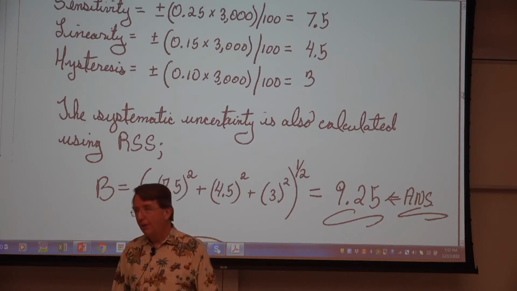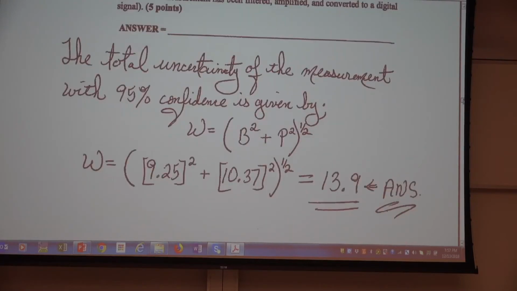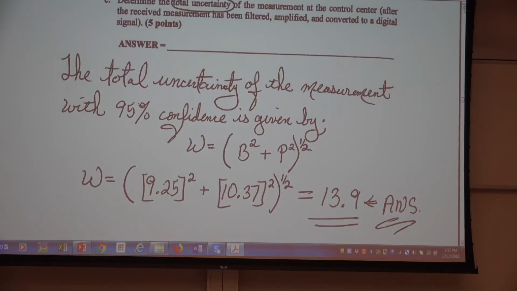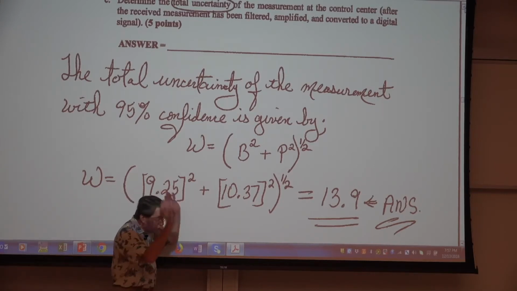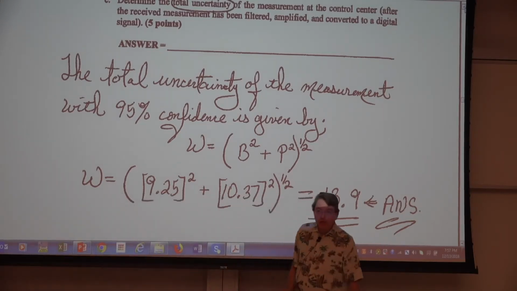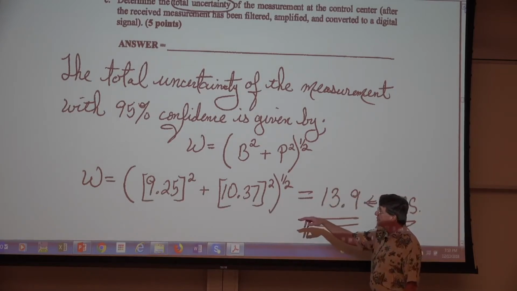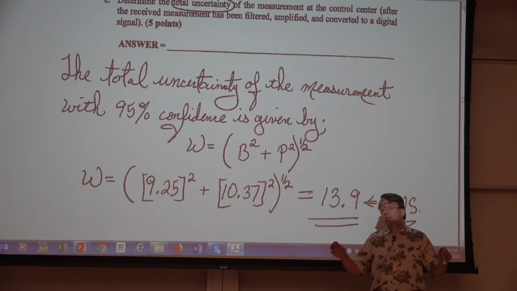How do I add them? RSS, okay? So let's see. I think that's the next part of this problem. The total uncertainty, when I said error before, I should have said uncertainty. The total uncertainty is now using the author's notation W for total. I don't know where he got W from, but we're going to go with it. And it's the sum using RSS of the systematic uncertainty and the random uncertainty. So now you've gotten the right answer and you got full marks.